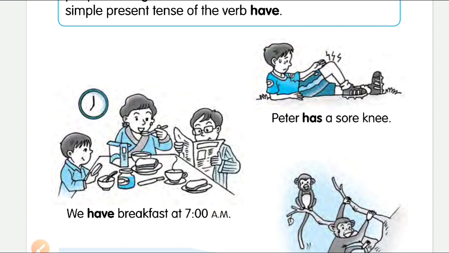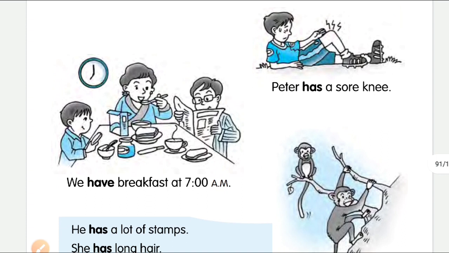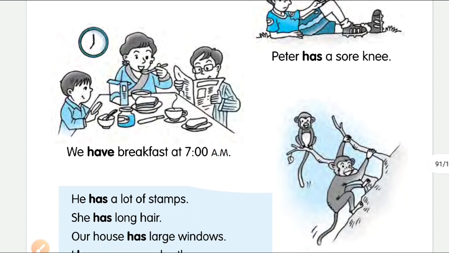But in the second picture you can see, we have breakfast at 7 a.m. We means there are three boys there. That's why they are not single, and they are not third person either. We is the plural form of I. That's why we will use have here, in place of I. If it is I have, then we have.